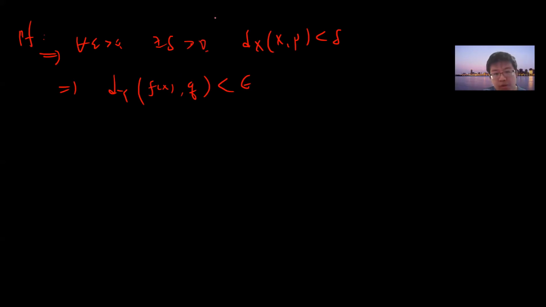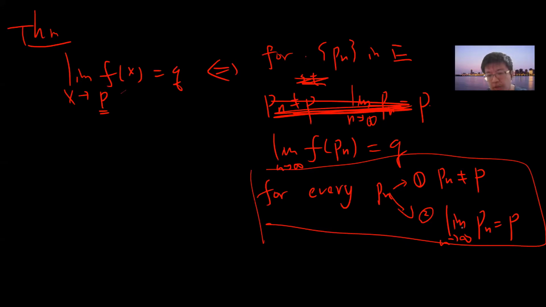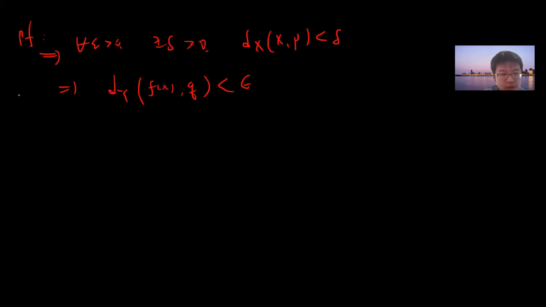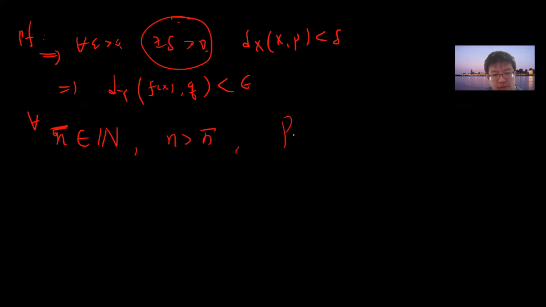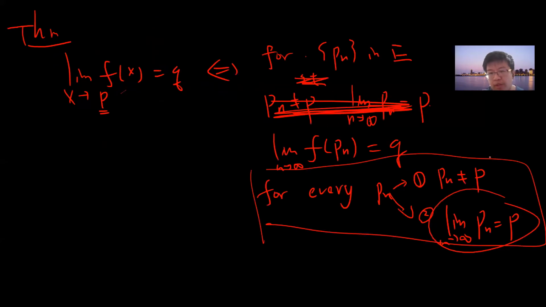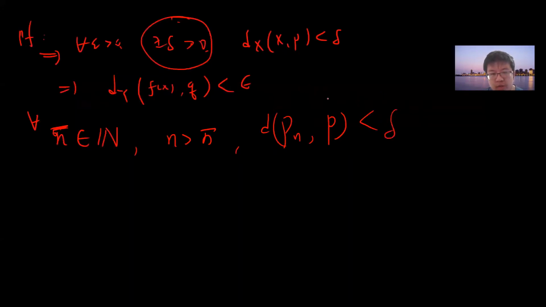Okay, so now we know that the limit Pn belongs to P, right? So that means for this delta, there exists n belonging to the integers such that, let's say this is n bar, when n is greater than n bar, the distance between Pn and P is less than delta. For such delta, I can choose this.